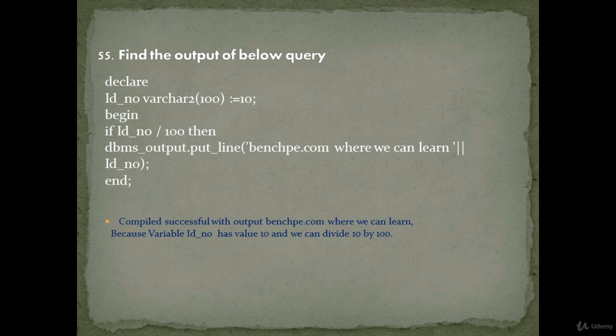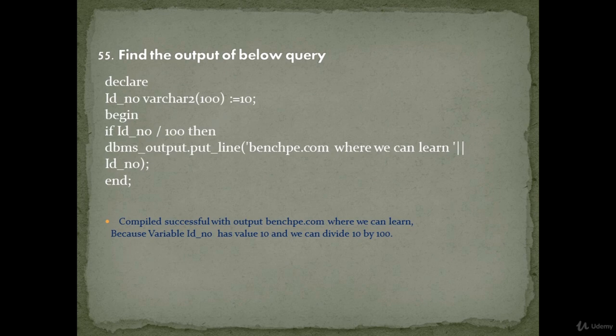The variable ID number has data type varchar2, so it can take both string as well as number. So if ID number divided by 100, which is true, 10 divisible by 100, it is true. So it will compile successfully with output benchway.com, where we can learn, because variable ID number has value 10 and we can divide 10 by 100.